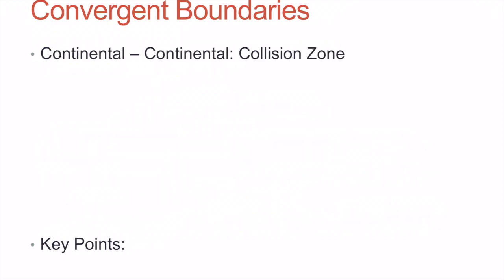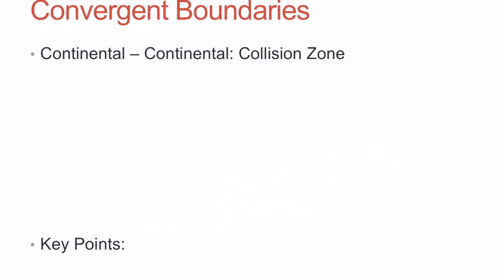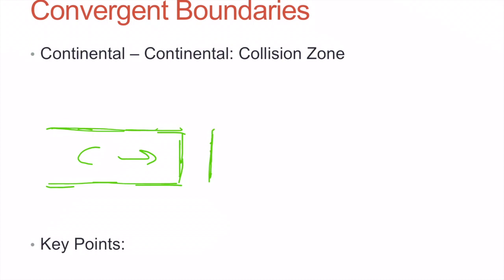The other big one that we have is a collision zone between two continents. In this one, we're not getting a volcano. So here I'm going to start drawing it. We have one continent here. Remember, continents are thicker. So there's my continent, and it's moving this way. And then we have a second continent right here, and it's moving the opposite direction. Remember, this is convergent, so they're moving towards each other.